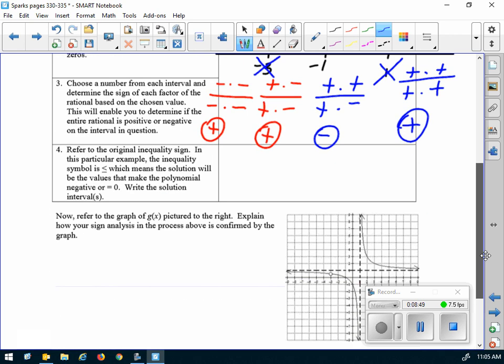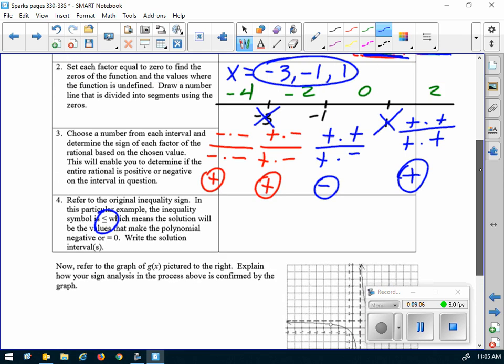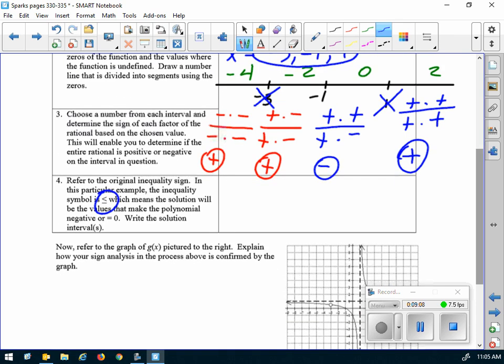Now, refer to the original inequality sign. In this particular one, it was less than or equal, which means the solution will be the values that make the polynomial, it's not a polynomial, it's a rational expression, negative or equal to 0. What sections of this graph then make that rational expression negative or equal to 0? So let's start with the negative part. Where? Between negative 1 and 1.